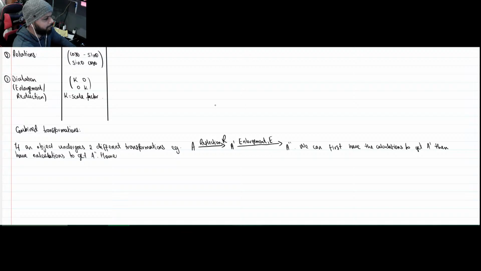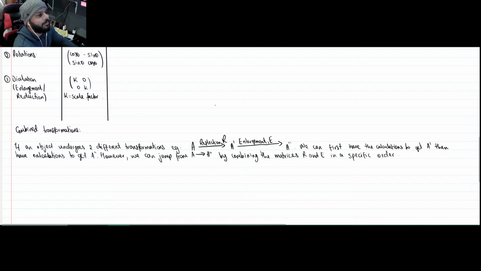However, we can jump from A straight to A double prime by combining the matrices, but combining the matrices R and E in a specific order.